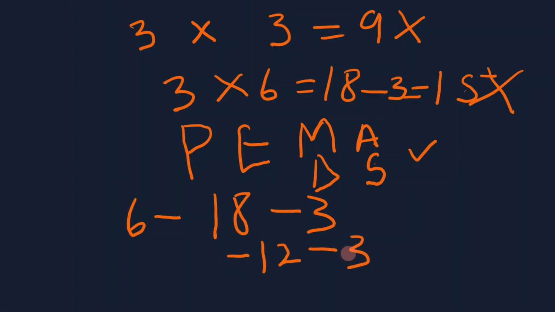Now, whenever you are adding two negative numbers, add their absolute values and always keep the negative sign. Let me repeat myself again. Whenever you are adding two negative numbers, always add their absolute values and keep the negative sign. So the absolute values here are 12 and 3. If we add the absolute values, it will be 15. And then we also keep the negative sign. Therefore, our answer is negative 15. And this is the final answer.